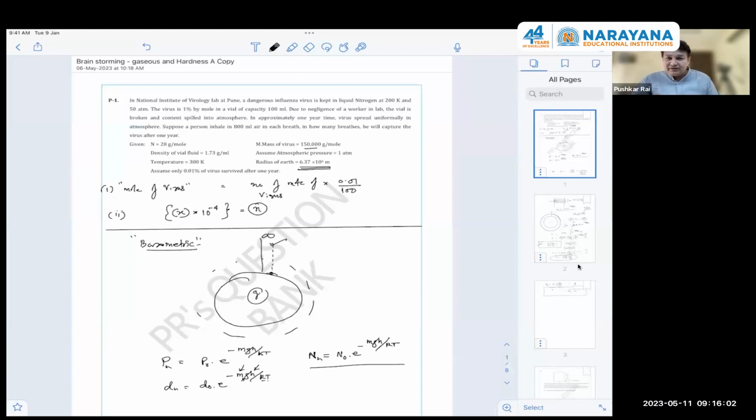So I tried to create this problem to be quite realistic, and you can feel how relevant this problem is, that if a virus is spilled, there is no way of getting rid of it. It will ultimately come into our system. See, this one vial has been broken, and even after 1 year, after so much dilution, in 16 breaths you are going to catch a virus. Okay.